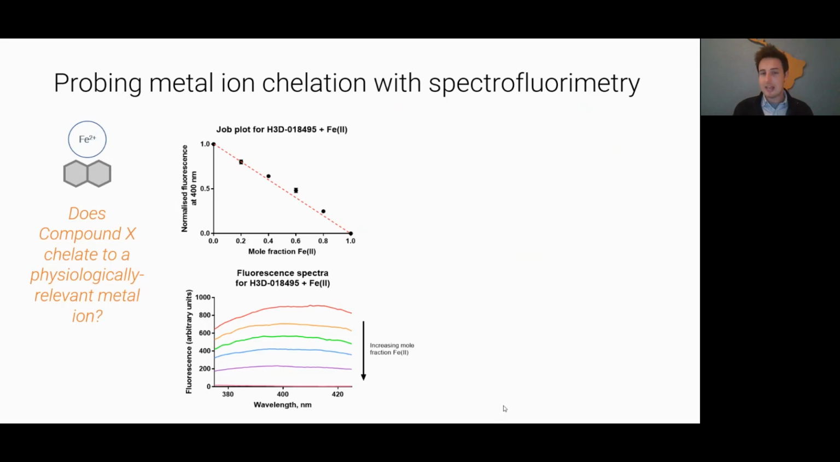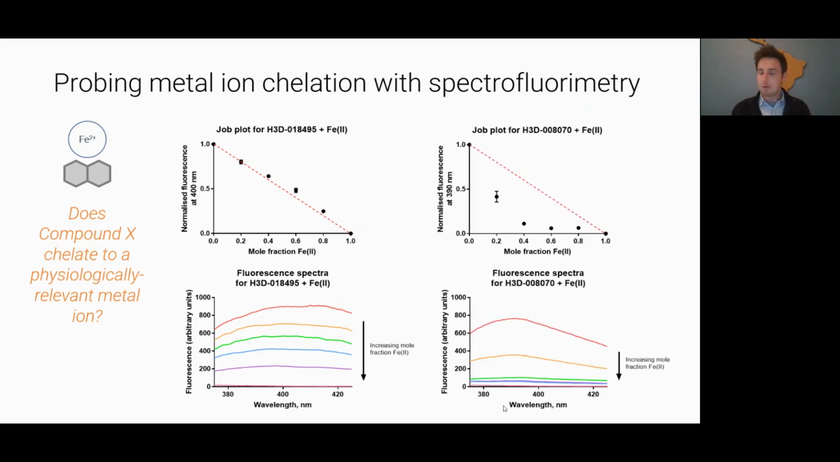And in this particular case, we don't see any binding, but where we see a deviation from linearity in the Job plot, that is suggestive of, in this case, quite strong binding, which gives us a good hunch that this particular molecule we're looking at is actually interacting, in this case, with iron 2 metal ions.